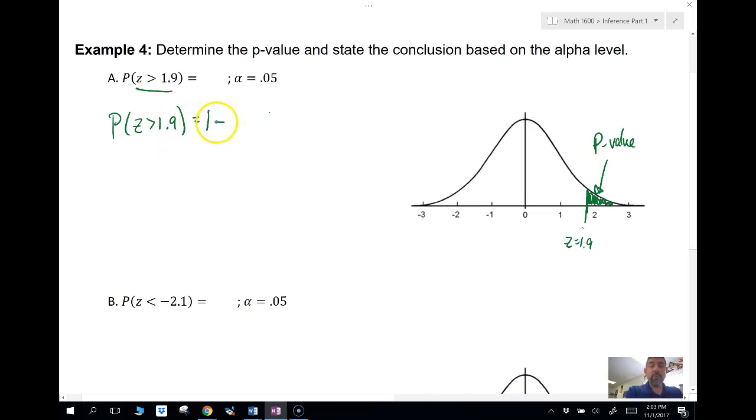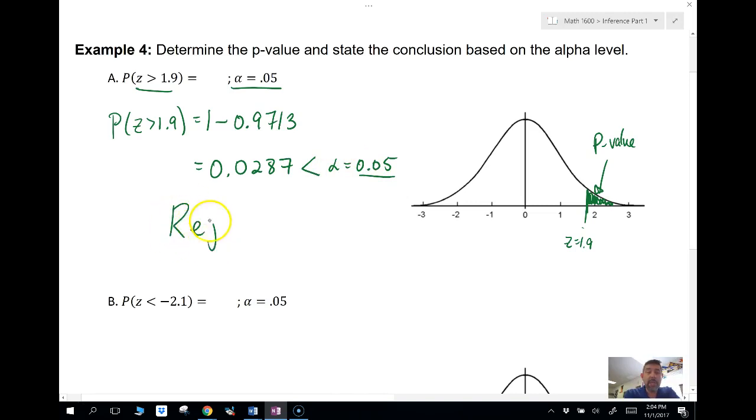Since it's greater than, we're going to do 1 minus the value that we find in the z table, which was 0.9713, which gives us a p-value of 0.0287. Now we're going to compare that to our alpha level of 0.05. Alpha level is 0.05. Is this going to be greater than or less than that? Well, 0.0287 is less than 0.05, so we're going to reject the null.